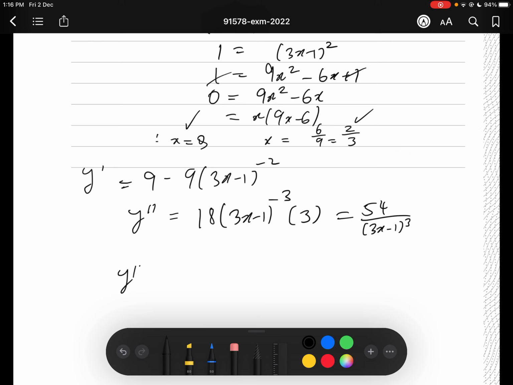So we have y double dash of 0 equals 54 over (0 minus 1), which is negative 1, so negative 1 to the power of 3. That is equal to negative 54. Negative 54 is less than 0, so therefore this is a local maximum. So this is a maximum point.